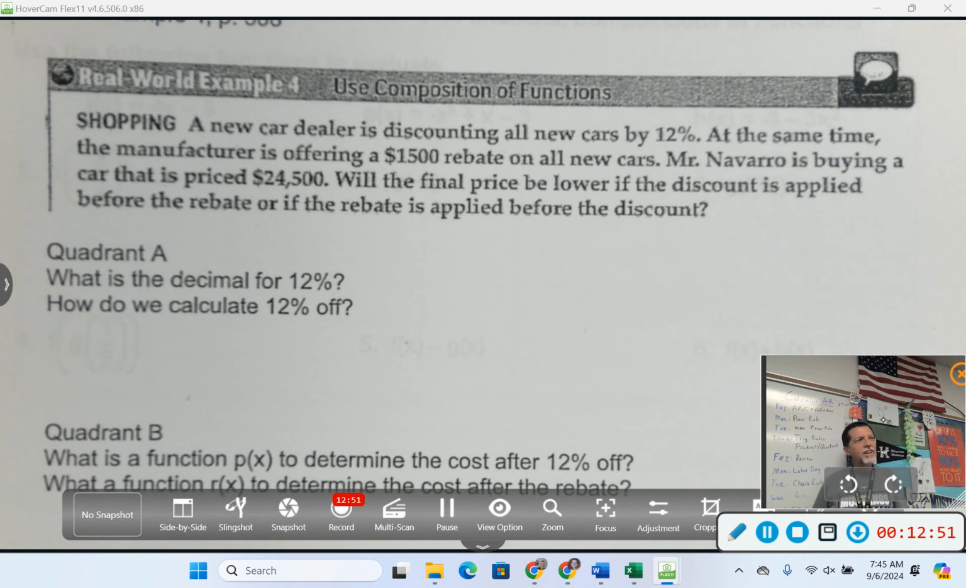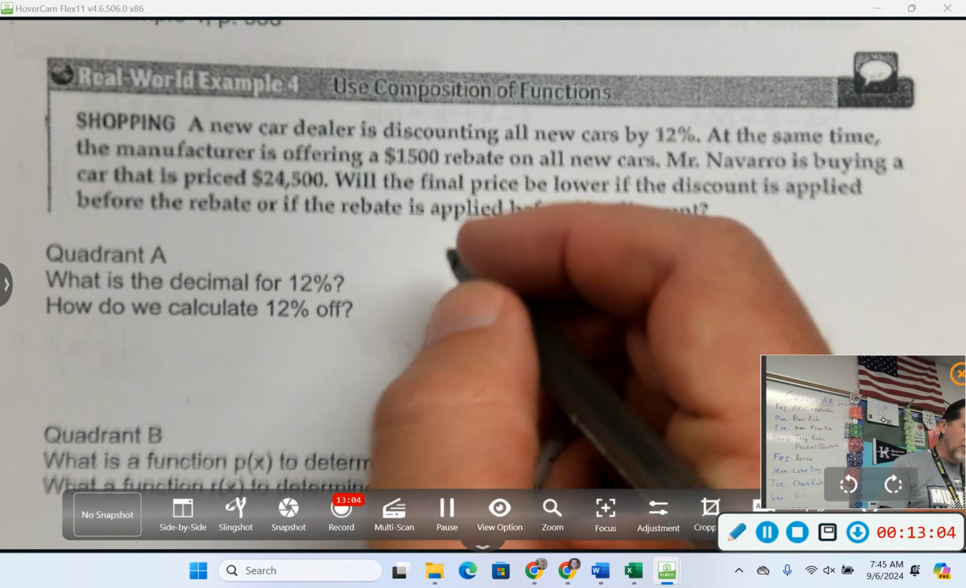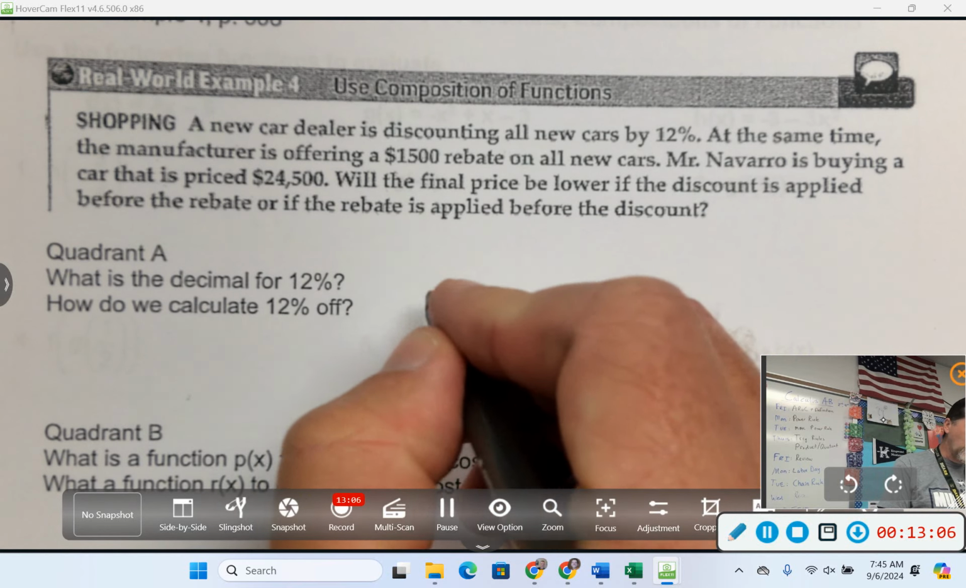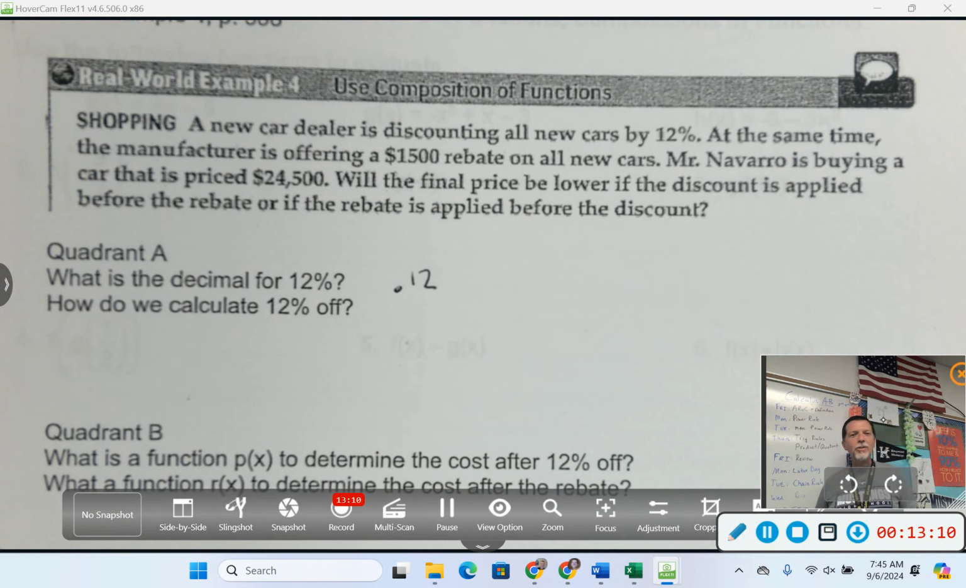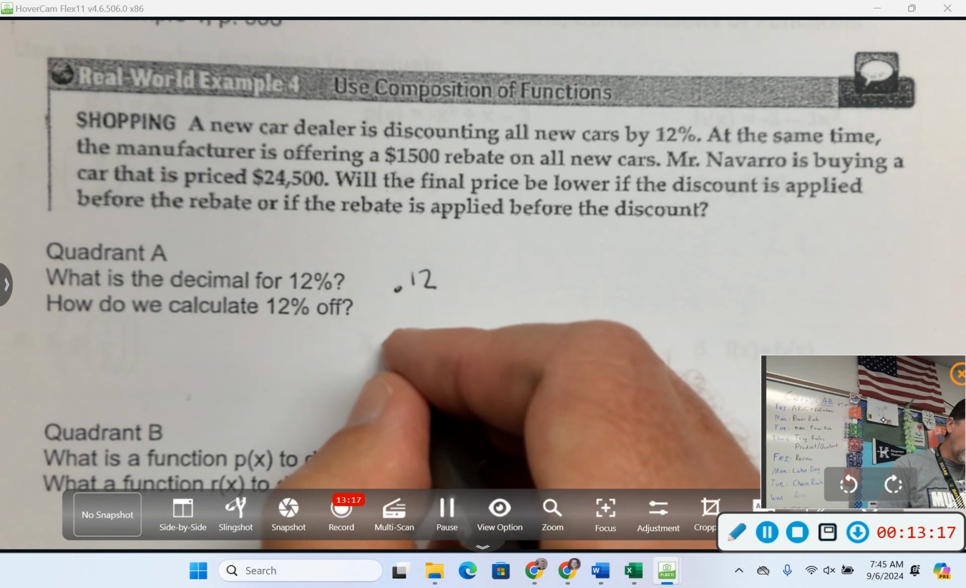Well, which one do you say it is? It's before, which is 12. It'd be 12% of a bigger number. I think you're right. Let's walk through this and put some math onto Jack's thought process. What is the decimal for 12%? 0.12. Great job. How do we calculate 12% off? Multiply by 0.12 and then subtract it.